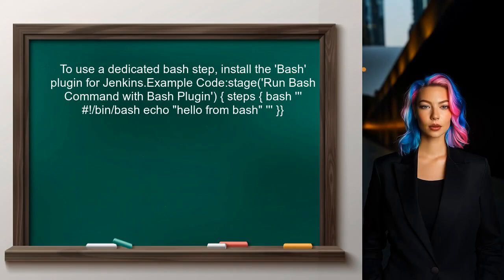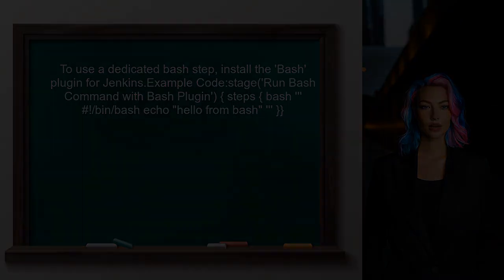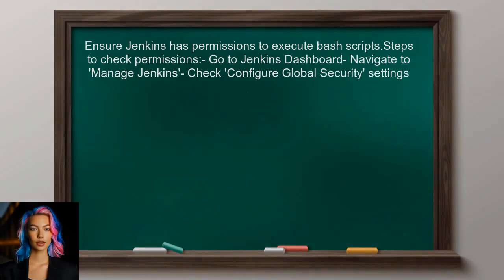Alternatively, if the user prefers to use a dedicated bash step, they can install the bash plugin for Jenkins. This allows the use of a bash command directly. Finally, the user should ensure that their Jenkins environment has the necessary permissions to execute bash scripts. This may involve configuring the Jenkins security settings.